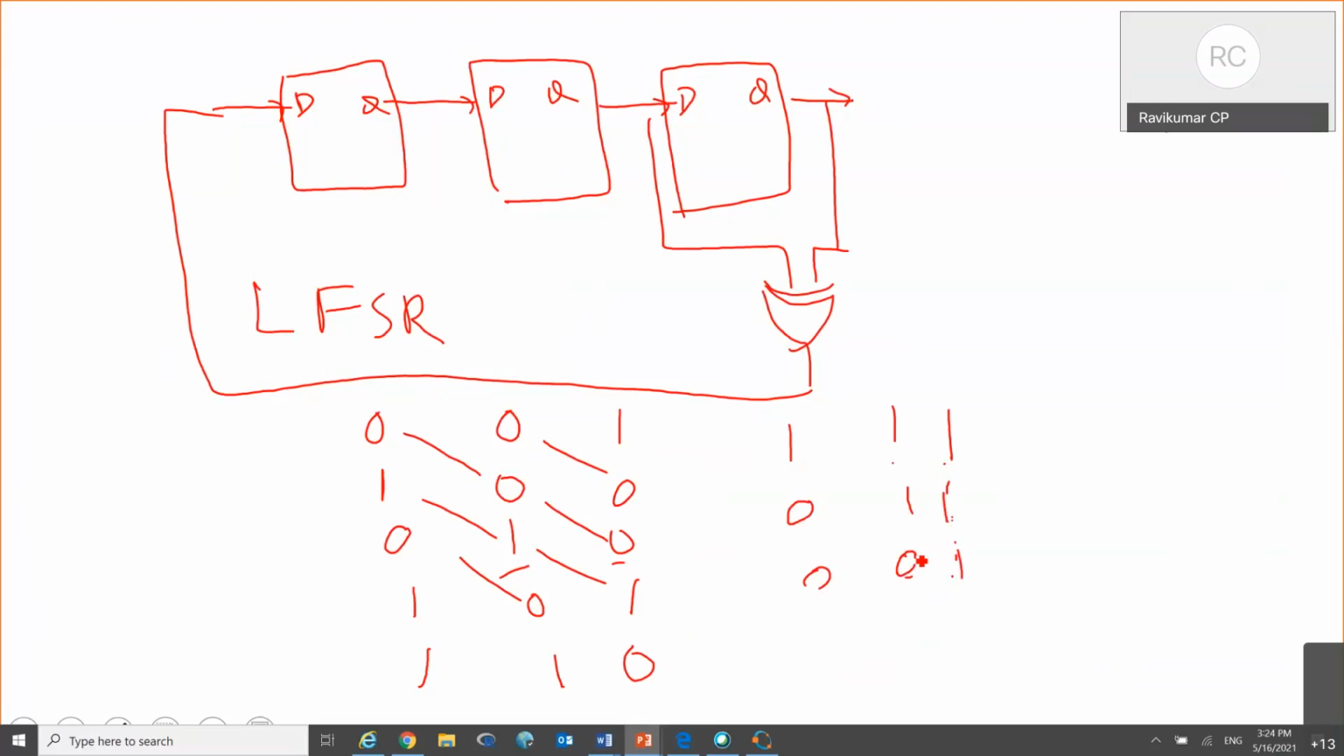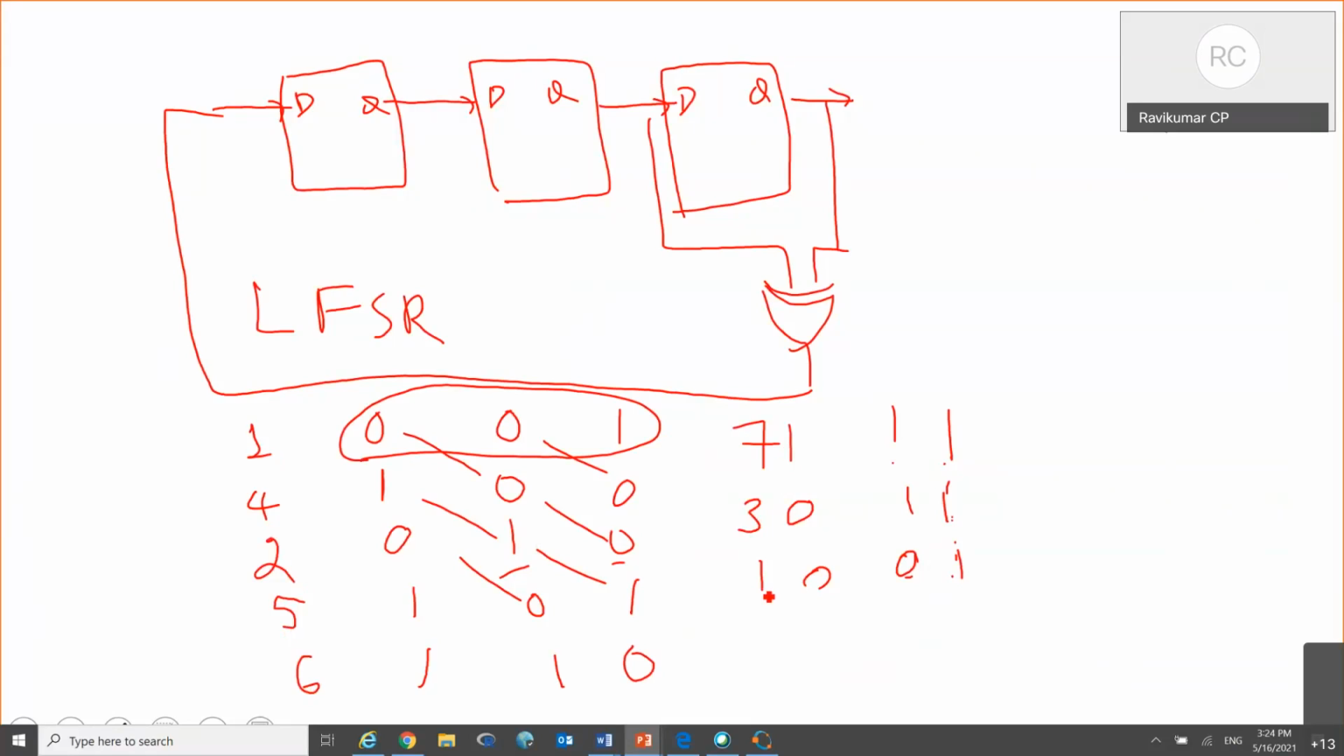Now it will again go through the same cycle, isn't it? So if you refer to 0 0 1 as 1, right, 0 1 0 is 2, 1 0 1 is 5, 1 1 0 is 6, 1 1 1 is 7, 0 1 1 is 3. Okay. And then we went back to 1.